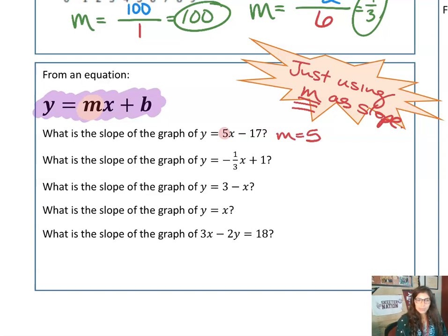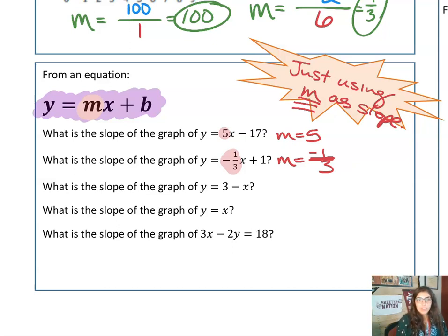You guys try the second one. What is the slope of the graph of y equals negative 1/3 x plus 1? Hopefully, again, you noticed that this equation is written in slope-intercept form. It's got a y by itself, it's got an mx, and it's got a constant b. We just need the number or the coefficient next to the x, and that's my slope. I'm literally done after just knowing that this is in slope-intercept form. My slope is negative 1/3. You kind of can't see my negative sign, so I'm going to do it again. Negative 1/3.